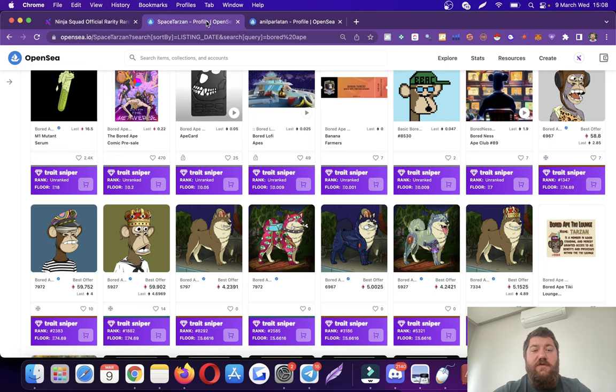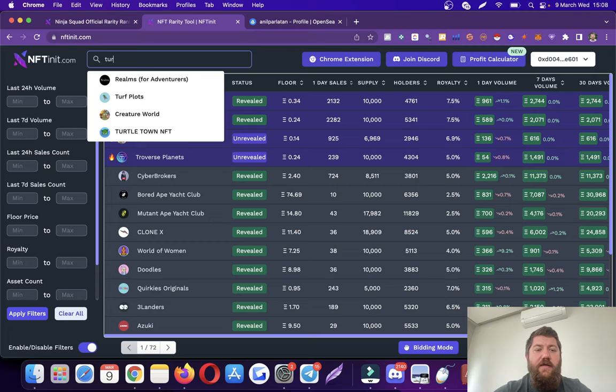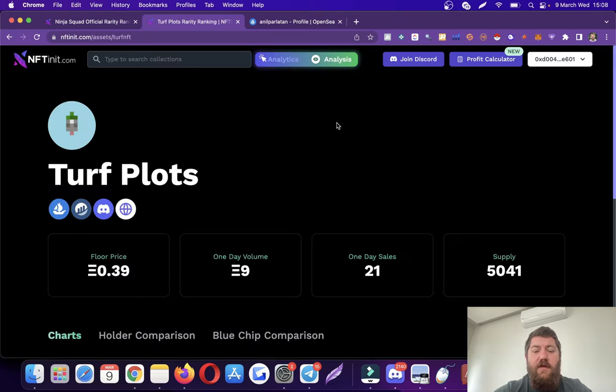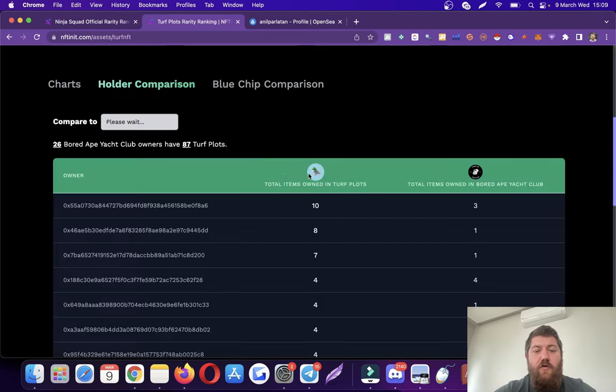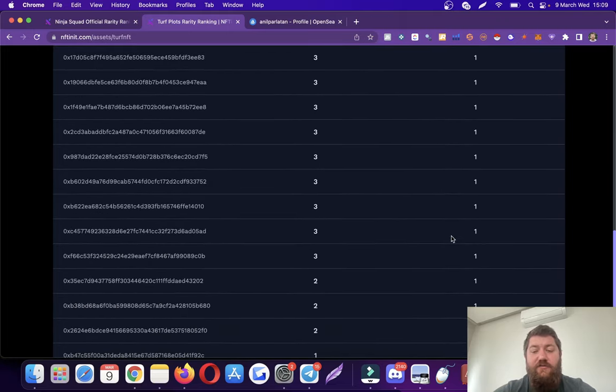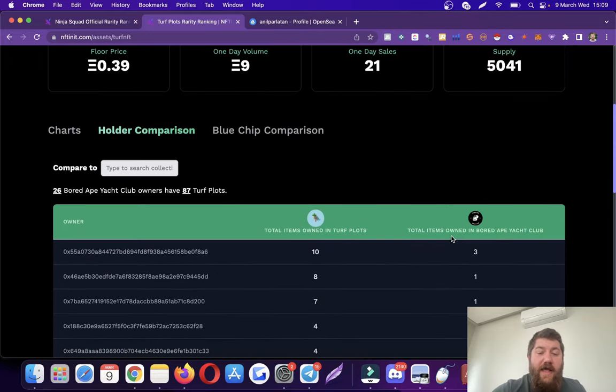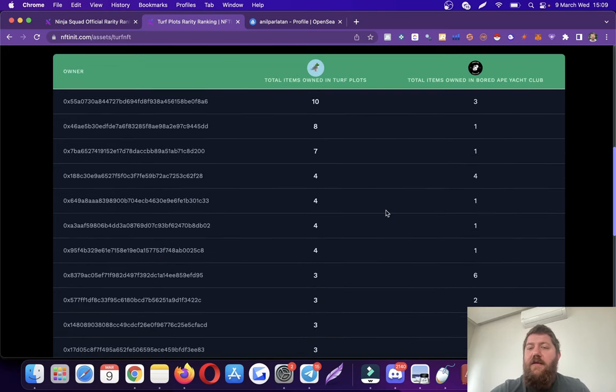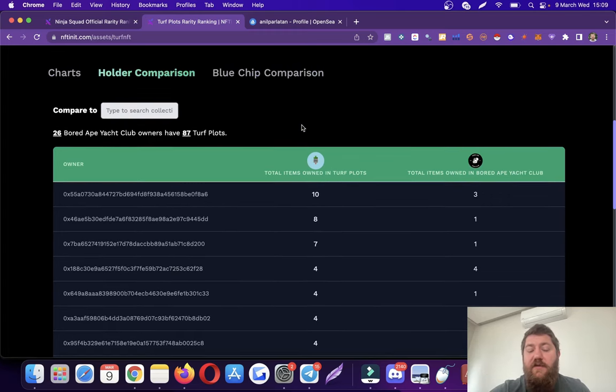Let's check another collection. I'm just going to go back to NFTinit.com, and I will maybe check Turf Plots. In Turf Plots, if you go to the holder comparison, you will see that more apes are aping into this project, right? So there are more apes who are mutual owners. So it probably means that they have a little bit more exposure to the NFT community. I'm talking about Turf Plots, because these are where the big names are. We can also compare them with CryptoPunks.